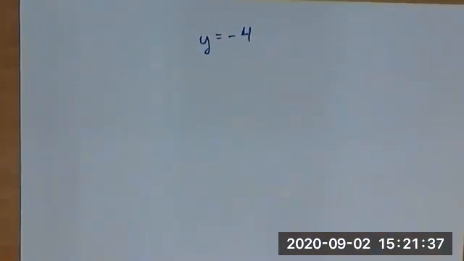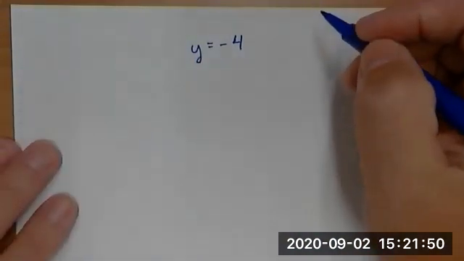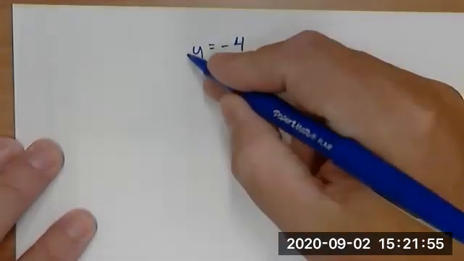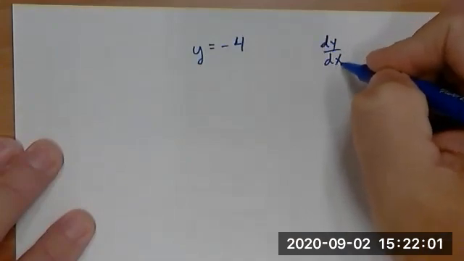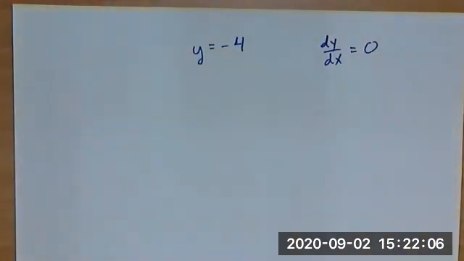How about this? Y equals -4. So there's not even any x's at all. So you don't really apply the power rule. In this case, you just know. Let me give you what the answer is, and then we'll see how it makes sense. Anytime your function is just a number with no variable, the derivative is going to be 0. Does that make sense? Once again, the derivative means slope.